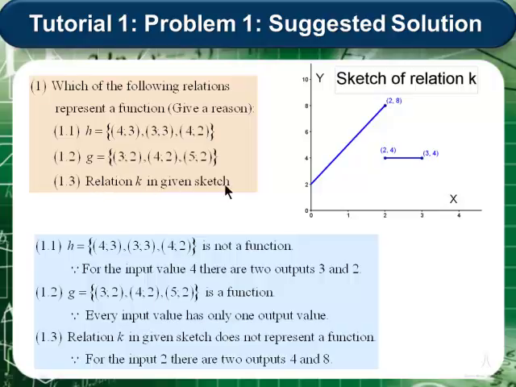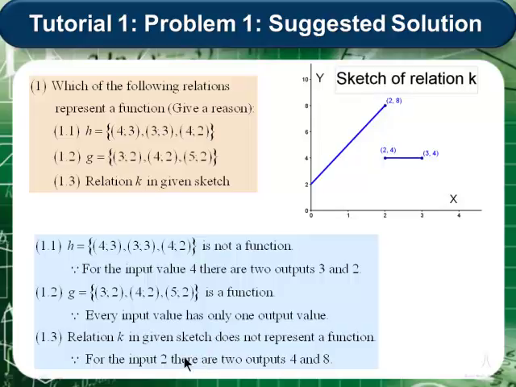While in the last one, if we look at the sketch, then this relation does not represent a function. Now where is the problem? The problem is with the input 2. You see, if you draw a vertical line up here, it will intersect at the point (2,4) as well as the point (2,8). So for the input 2 there are two outputs, 4 and 8, and this of course is in contradiction with the definition.